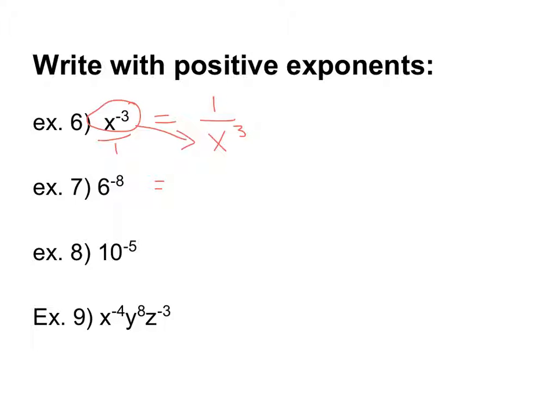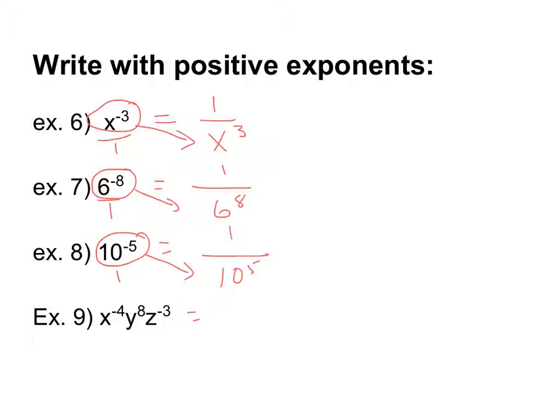Next one. Again, think of this as being in a numerator. If you change its position, you can change the sign of the exponent. So you have 6 to the 8th in the denominator. Got to put a 1 on top. Same thing over here. If you think of this as over 1, you have 10 to the negative 5. Take the whole thing, move it to the denominator. Now I can write it as 10 to the 5th with a 1 on top.